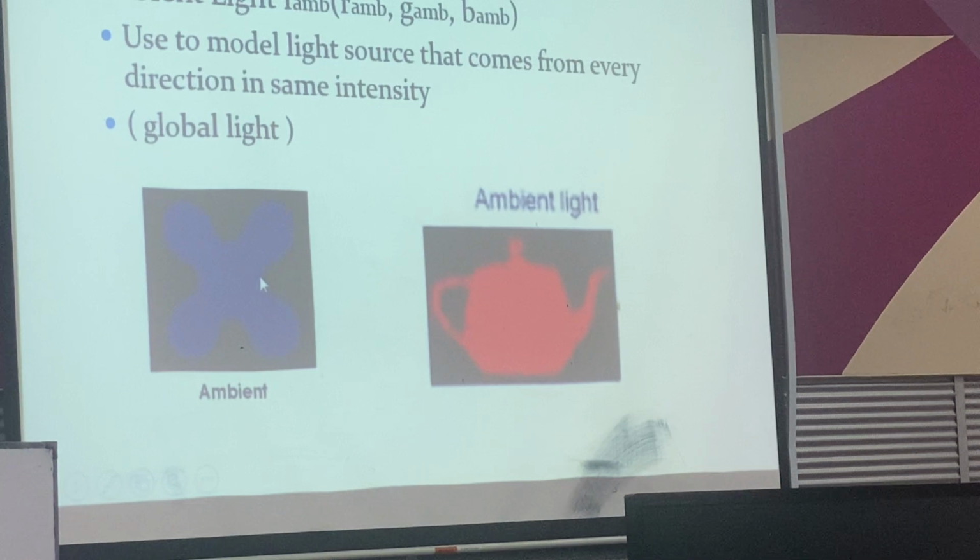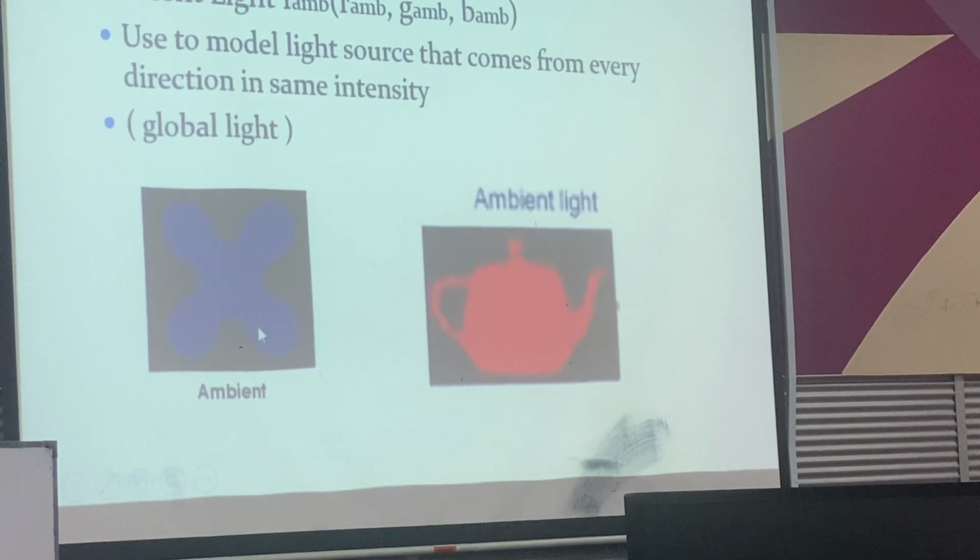So these are the objects. Let's see object X here. You apply blue color ambient lights, and this is how it looks like. The teapot: you go and apply red color ambient lights, with the intensity of red color ambient lights. This is your teapot.